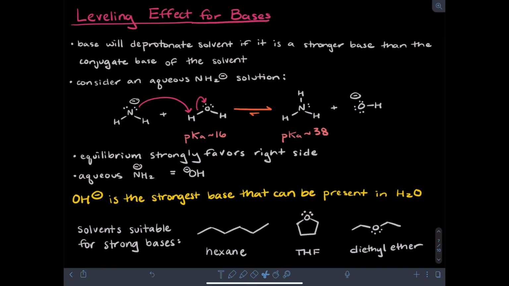If you want to use a base stronger than hydroxide, it's not impossible, it just means that you can't use water as your solvent. Some other suitable solvents that are used instead contain carbon-hydrogen bonds instead of oxygen-hydrogen bonds, which gives them a higher pKa. Some examples are hexane, THF, and diethyl ether.